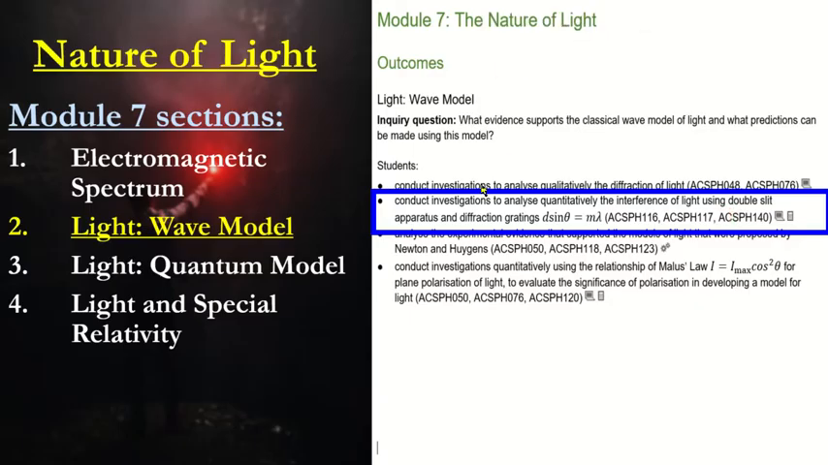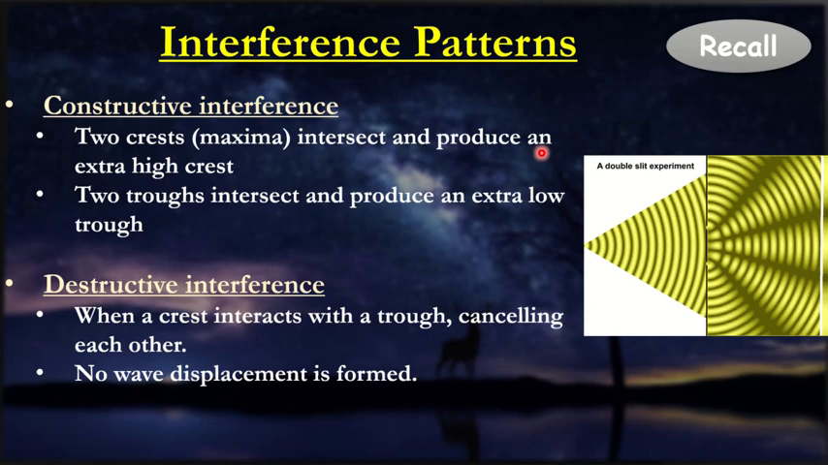So this is the experiment we're going to be looking at. We are looking at the interference of light using double slit apparatus and diffraction gratings using this formula here. Okay, there were some really good videos from Veritasium about this double slit experiment, which I will later link into the classroom. So if you do want to look into it a little bit more, by all means you can do that as well.